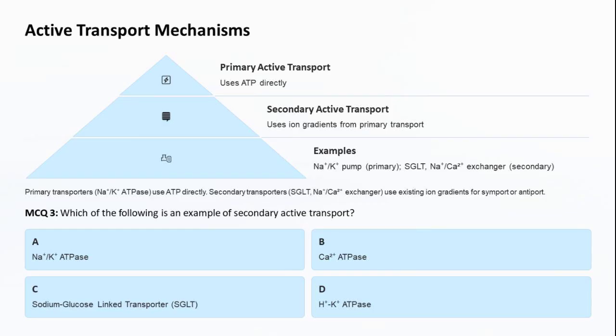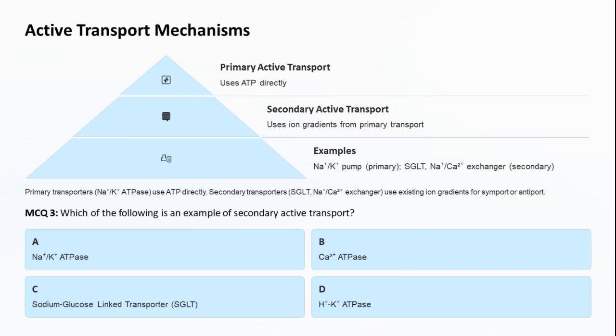Active transport comes in two flavors. Primary active transport directly uses ATP. Classic example? The sodium-potassium pump. Secondary active transport uses pre-built gradients. Think SGLT, where sodium brings glucose along for the ride.